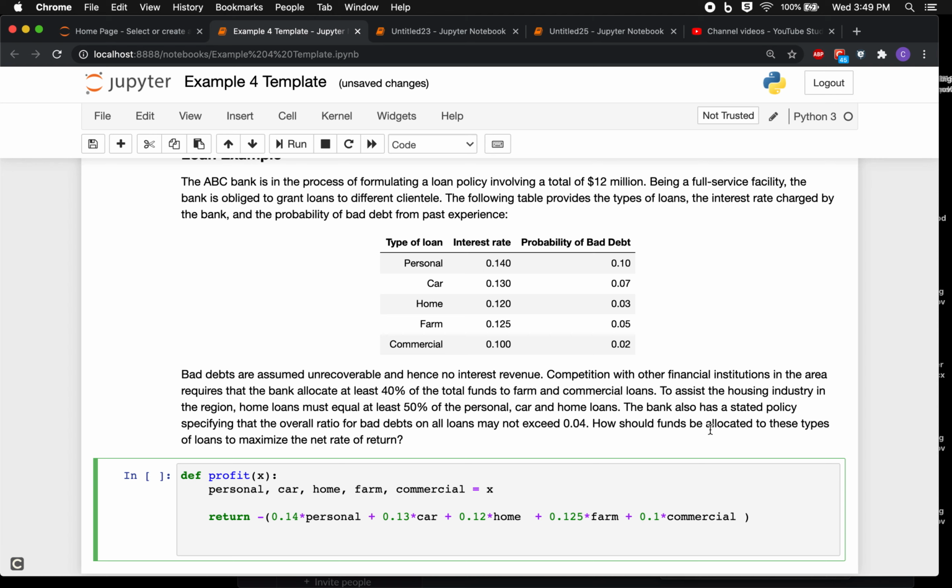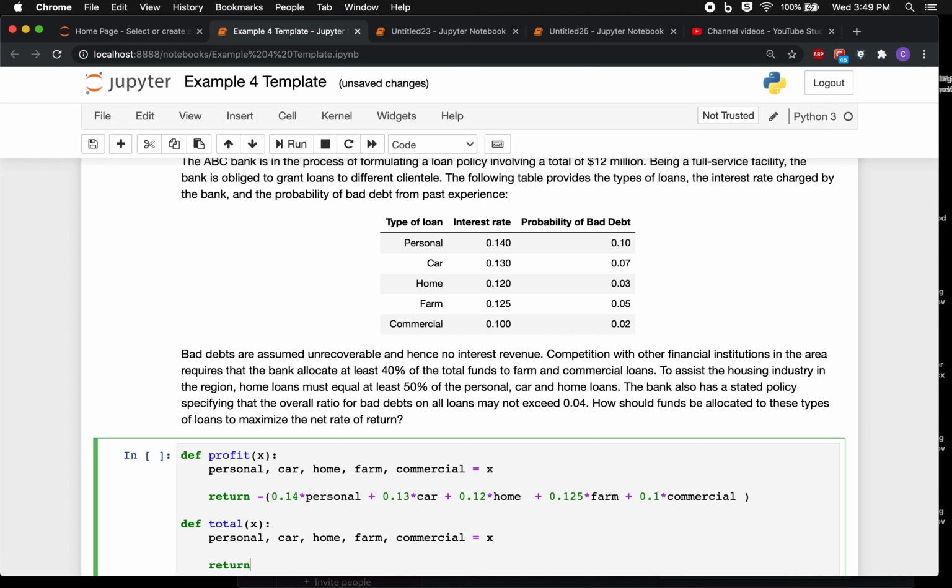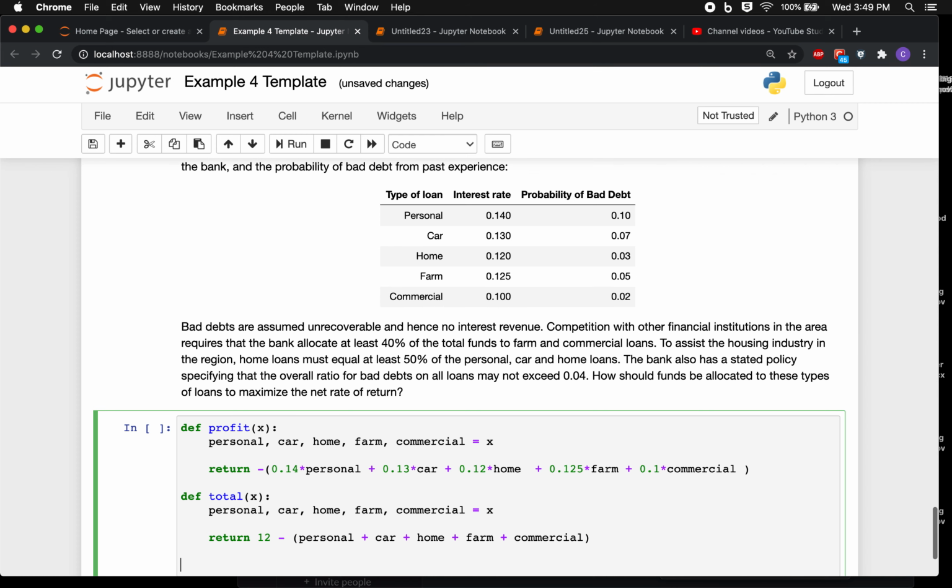So the next one we're going to do is we only have $12 million. So let's do our total constraint. And so again, let me unpack this. And so the way we're going to do this, we're going to just do all inequality constraints here. So we're going to say the maximum we can lend to personal plus car plus home plus farm plus commercial is equal to 12 million bucks.